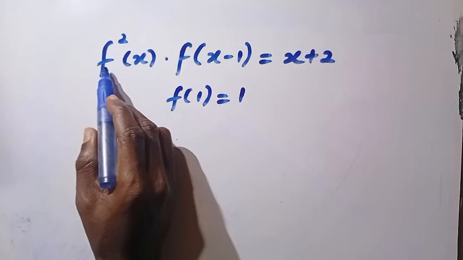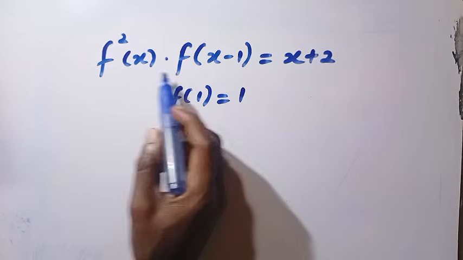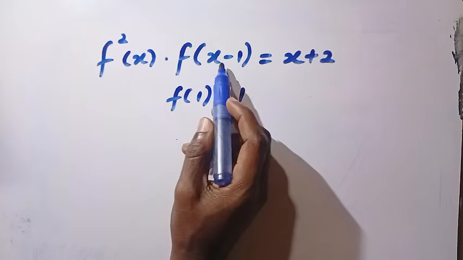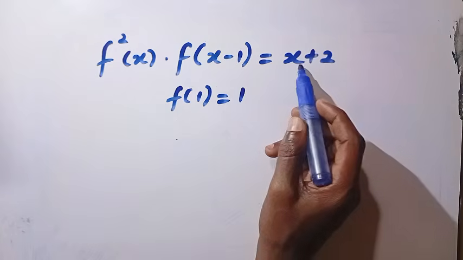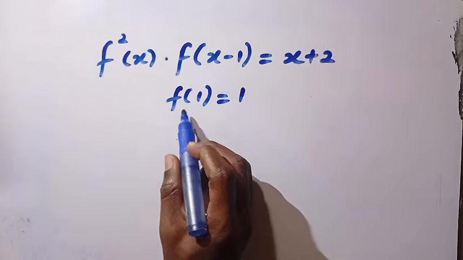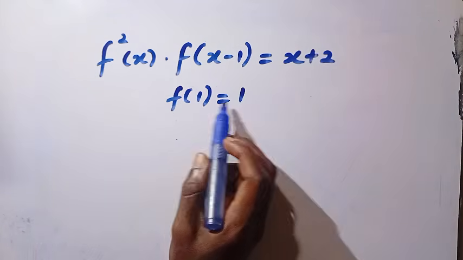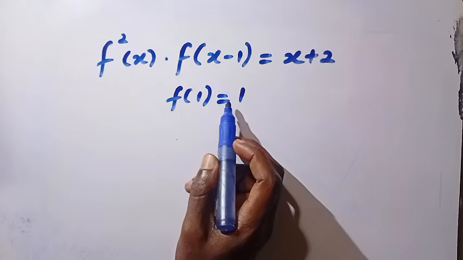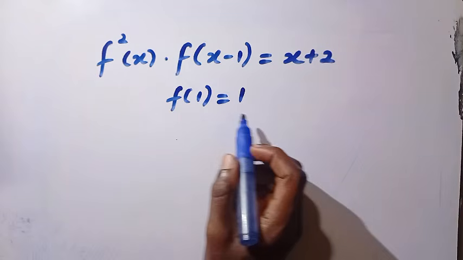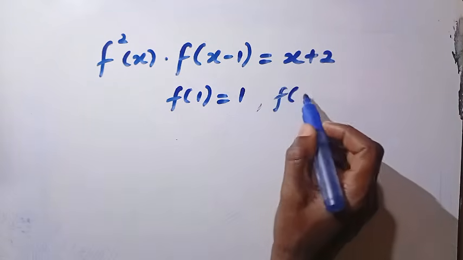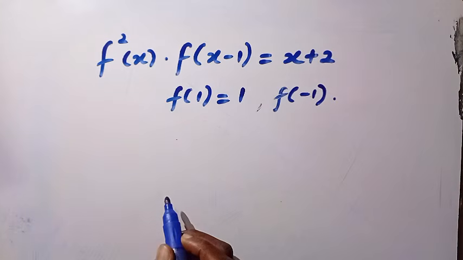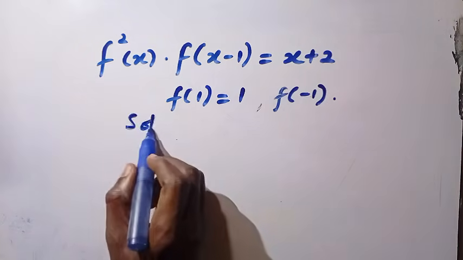We have this interesting functional equation: f squared of x multiplied by f of x minus 1 equals x plus 2. If we have f of 1 equals 1, what is f of minus 1? So this is what we are looking for. You can pause this video and give it a try, and I will be solving this step by step. Let's consider the solution.